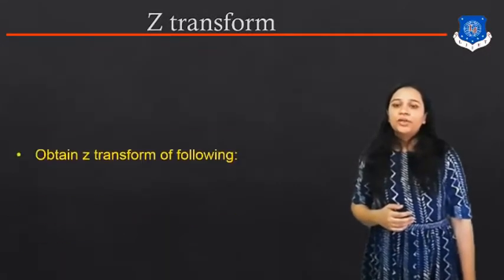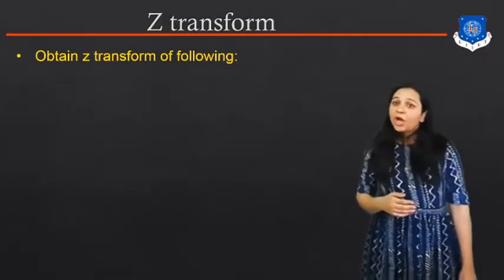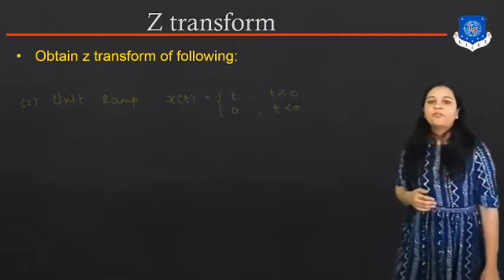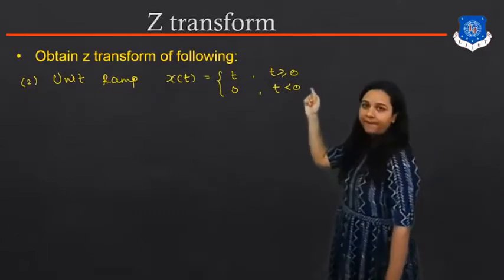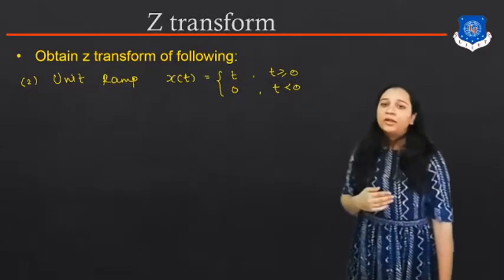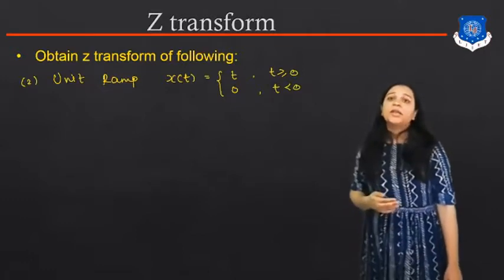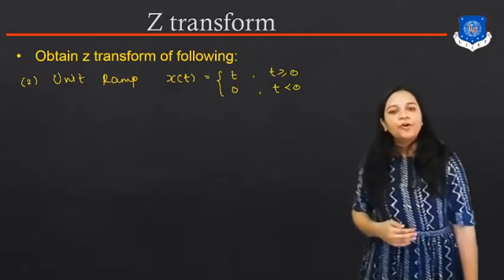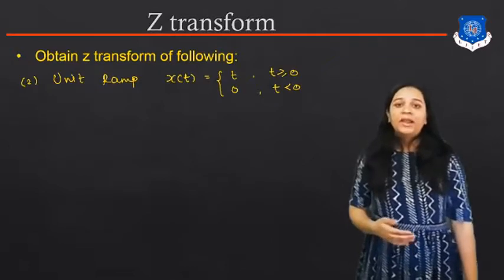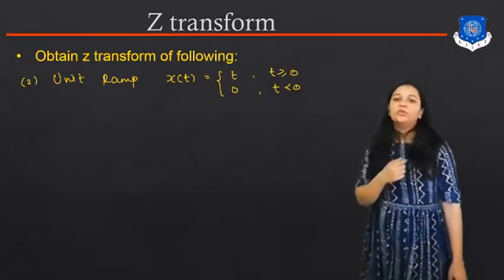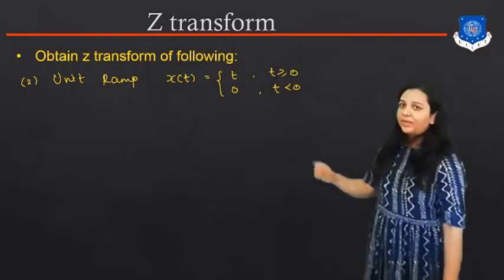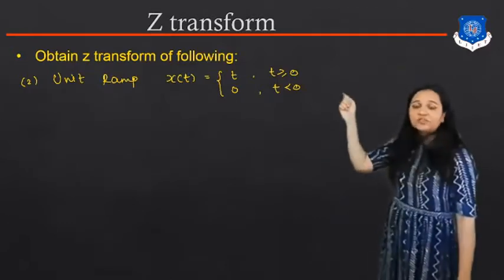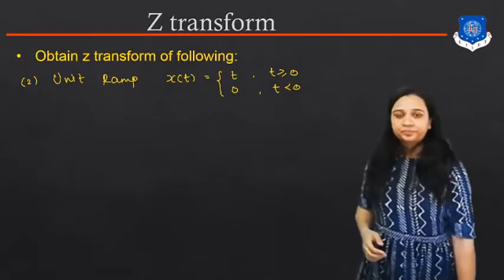Today's first example is to obtain the Z transform of the unit ramp input signal. We already know that in control systems we have four standard input signals: unit step, unit ramp, unit parabolic, and unit impulse. Today we will obtain the Z transform for the unit ramp function.